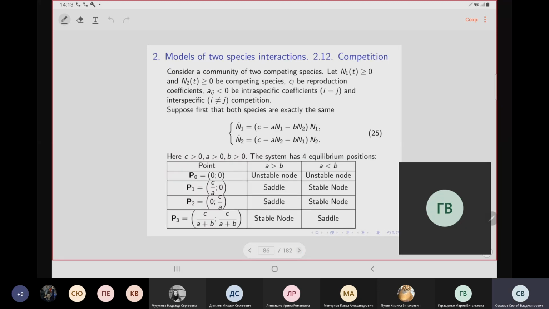Another two simple models. We did not consider another type of interaction. There can exist competition between two species, and there can exist something like symbiosis between two species. So let us consider competition first.